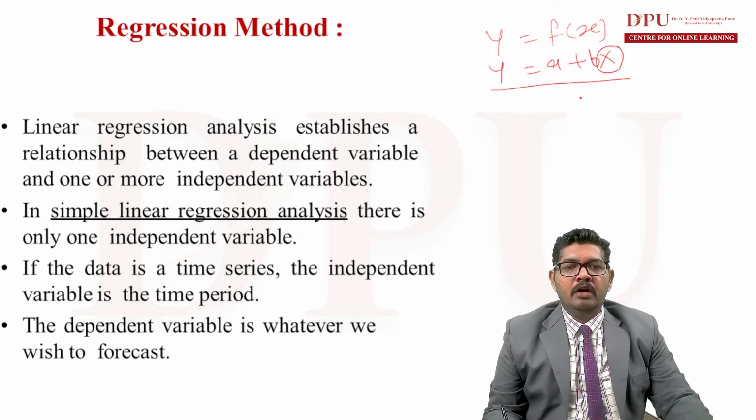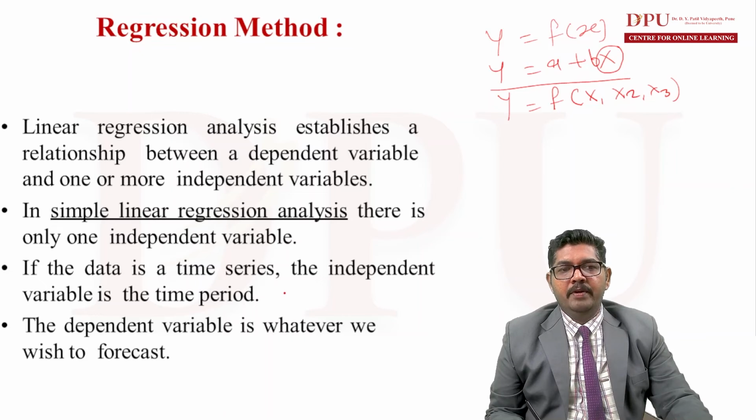In case of multiple regression, there will be more than one independent variable. For example, y can be a function of various variables like x1, x2, x3 and so on. So this is multiple regression. There are more than one independent variables, and there is only one dependent variable. If the data is a time series, the independent variable is the time period, as we solved in one example on time series. The dependent variable is whatever we wish to forecast.